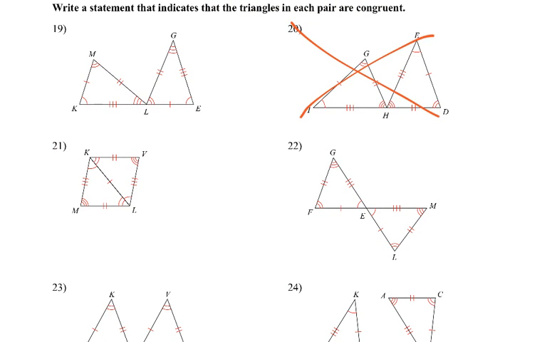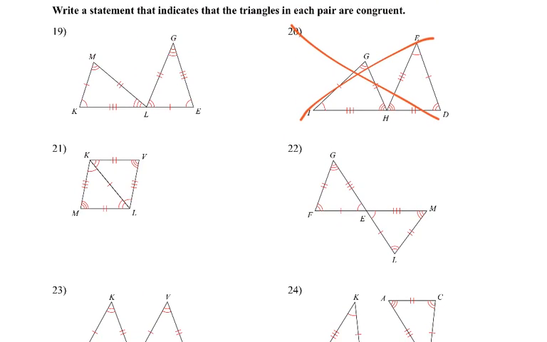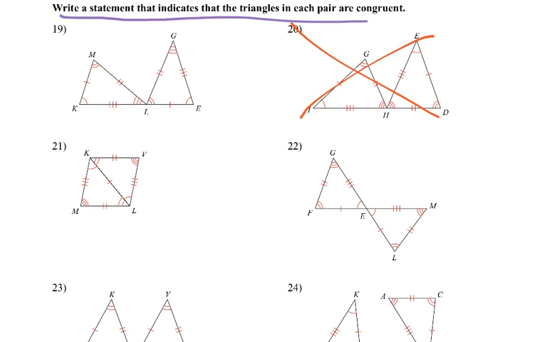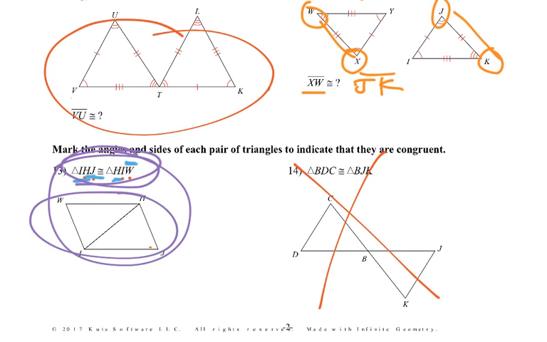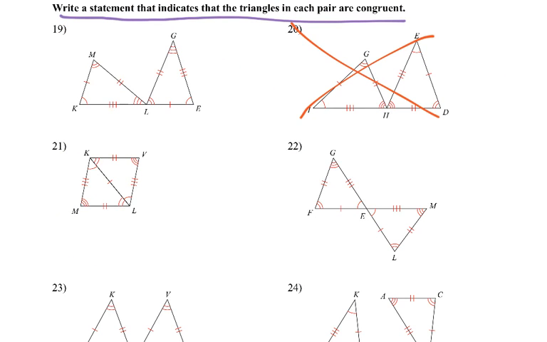Alright, now on these ones, this next section here, says write the statement. So this time we're given what's congruent. So we're basically doing the opposite of this. We're writing the name based off of the triangles. Okay? So I know I'm going to have triangle something congruent to triangle something else.